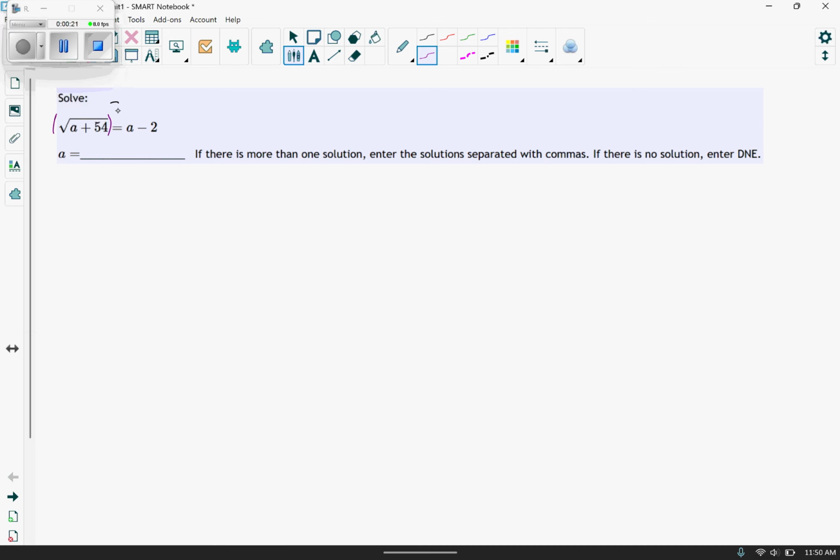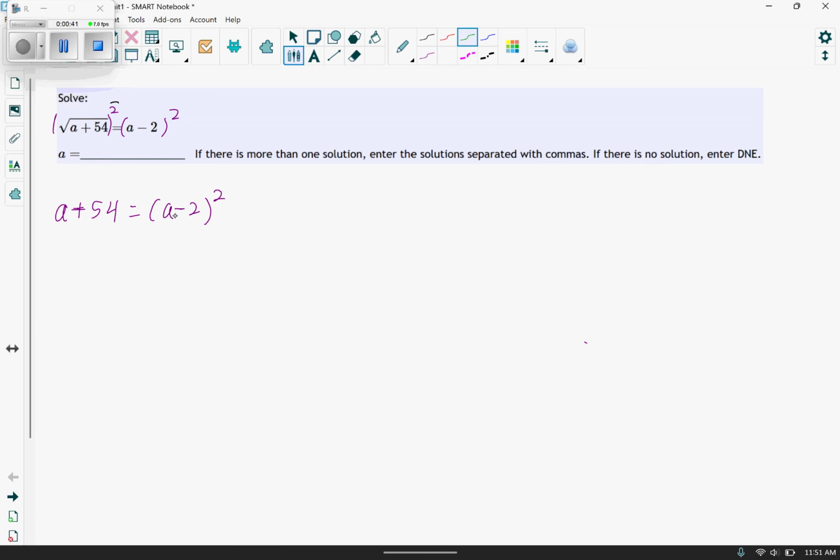So the opposite of square root would be the square. But if I square one side, I've got to square the other side. So when I do that, the left side will become a plus 54. Now on the right side, I'm going to have a minus 2 squared. And so when I square that, you have to be careful.